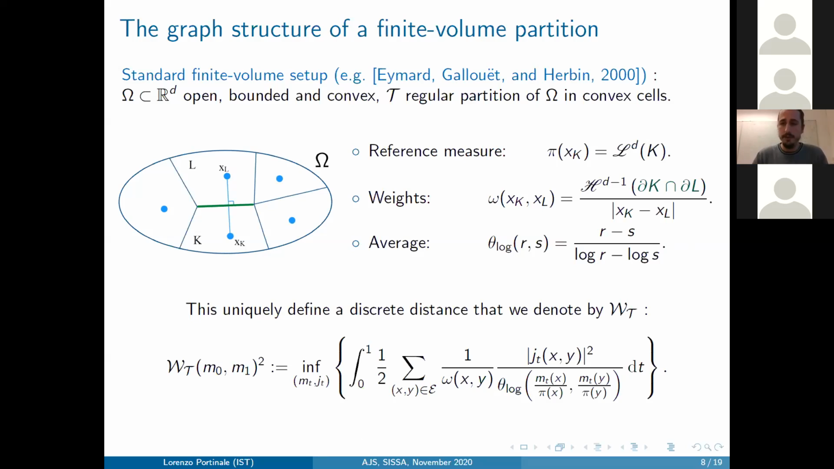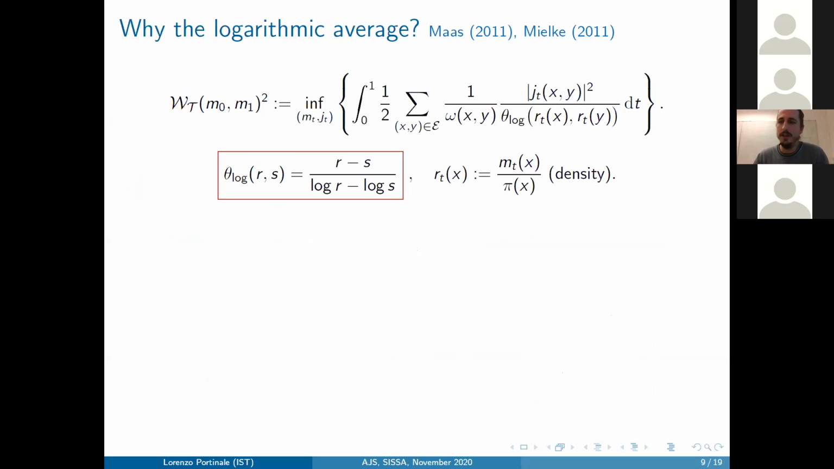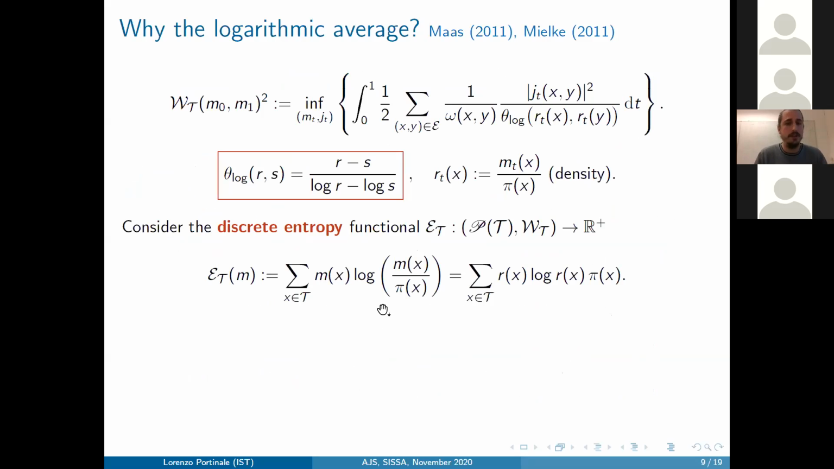So let me spend one slide on why we should consider this strange logarithmic average. Okay, this has been introduced exactly in the work of Jan Maas and Alexander Mielke. So the choice is really concerning the gradient flow structures. If you now consider the discrete counterparts of what I explained before about the Fokker-Planck equation, you want to look at the discrete entropy functional. The discrete entropy functional is essentially the discrete version of what I said before. It's a function from the space of measures to R, and it's given by, instead of the integral, simply the sum of R log R times the reference measure pi.